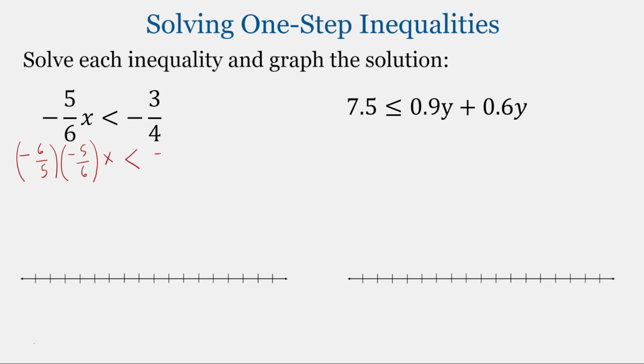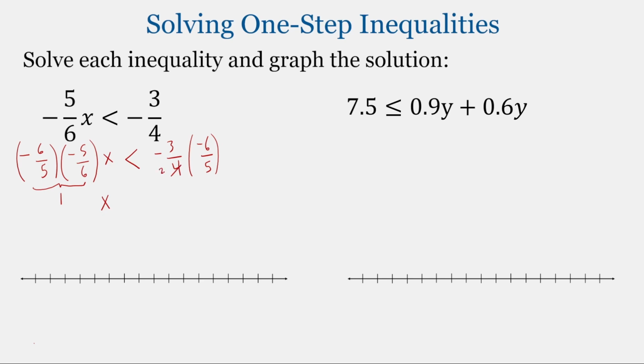And then we'll multiply the other side by negative 6/5 as well. Now on the left, everything cancels out. These two multiplied together are 1. So we have x on the left, and then negative 3/4 times negative 6/5.